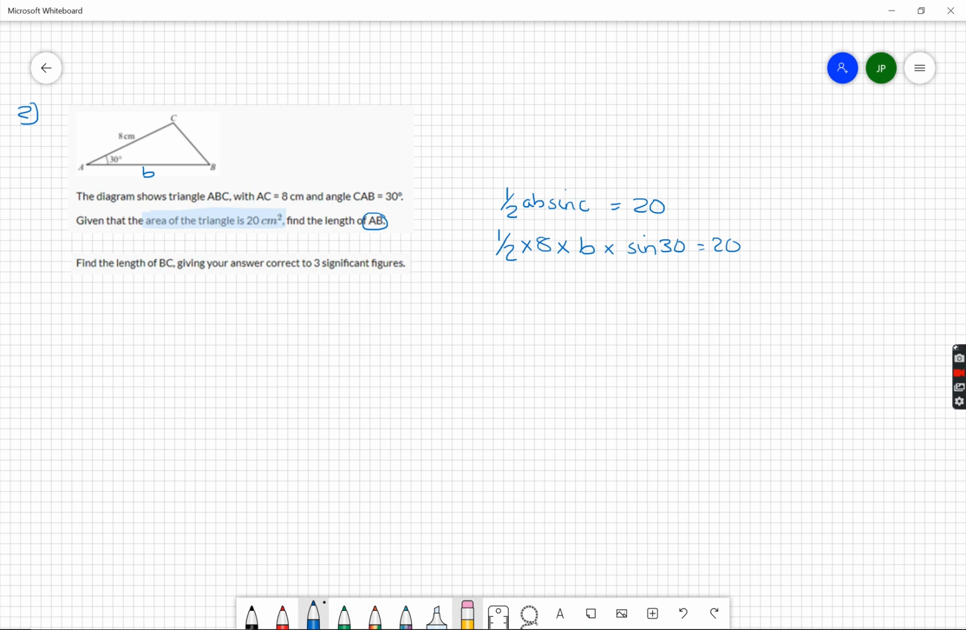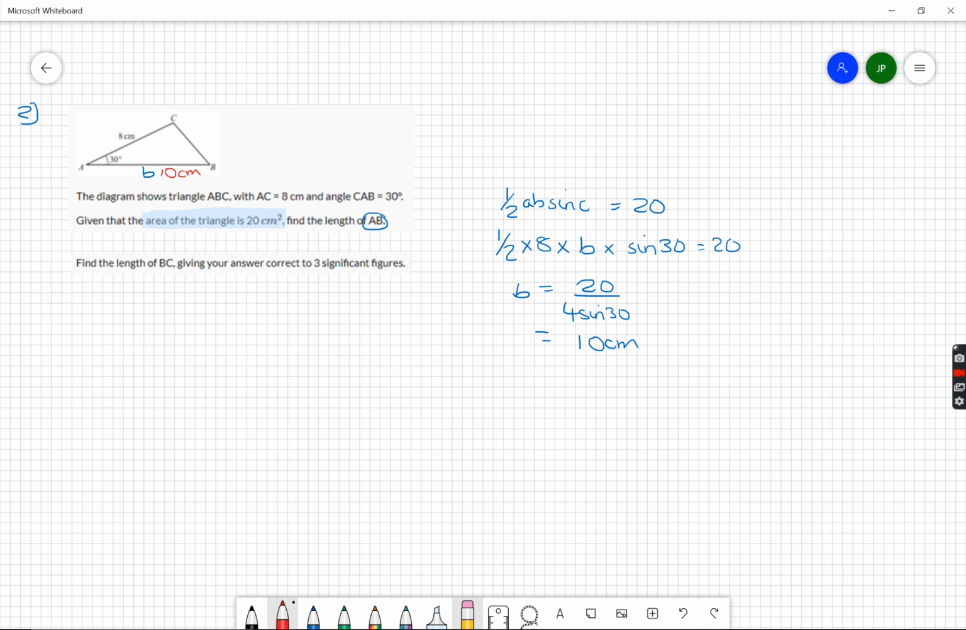So we'll work this out. B is going to equal 20, and we'll move everything else over. So half times 8 is 4, so that's going to be 4 sine 30. So B is going to equal 10 centimeters. So let's add that to our diagram now.